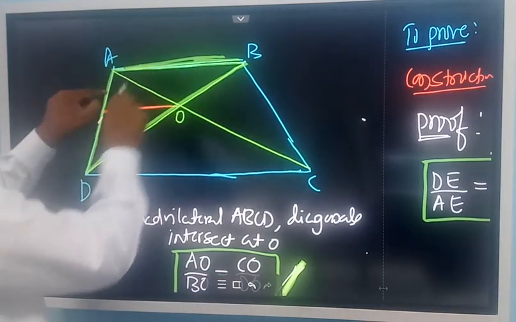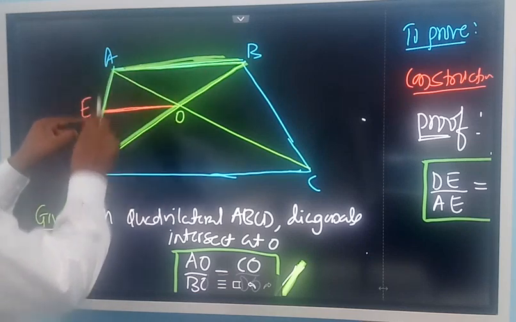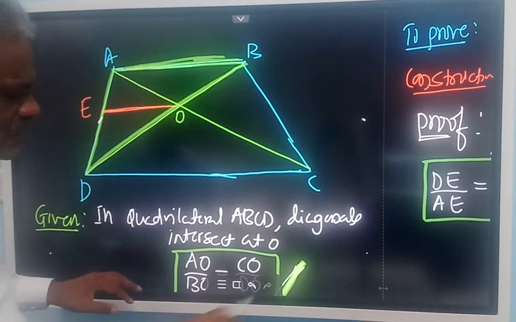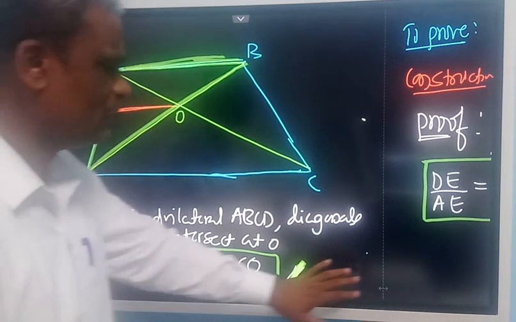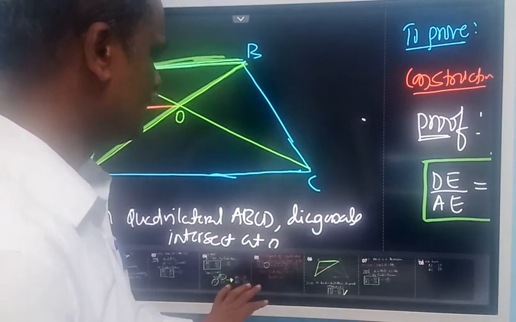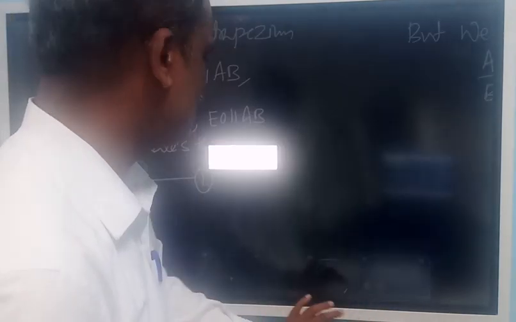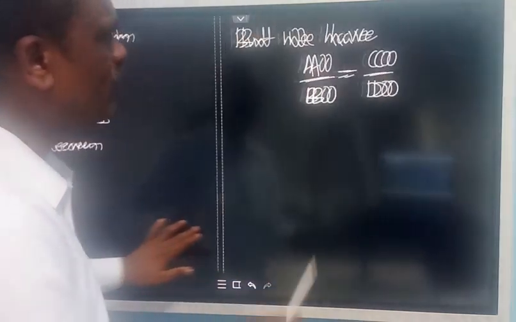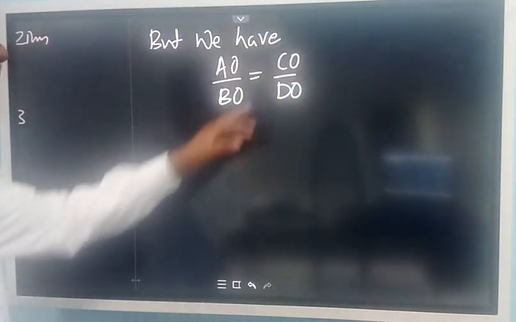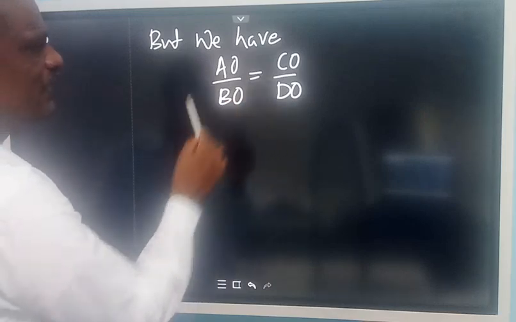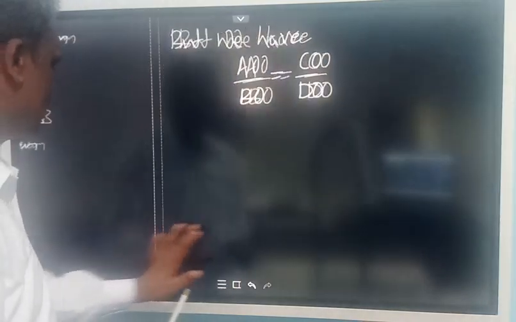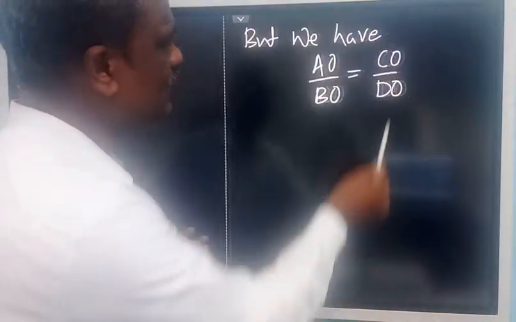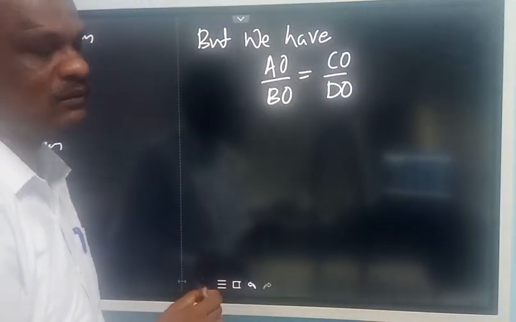First we used this triangle and wrote that these two are parallel, and applied the Thales theorem, first part. Then we are using this part, coming to the second one. Here DO by OB is there. Is it possible to get DO by OB from this? In the previous page we have DO by OB, so I want DO by OB from this also.